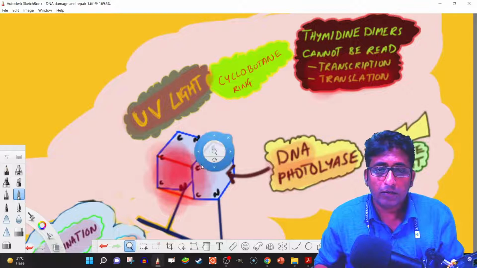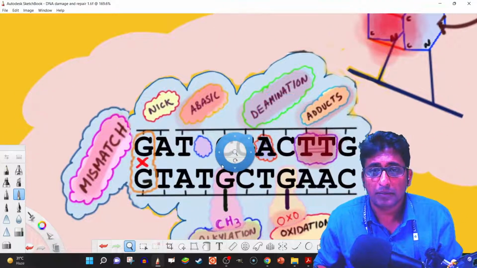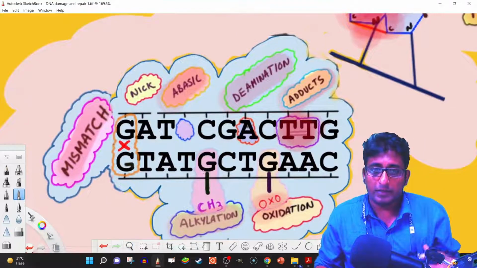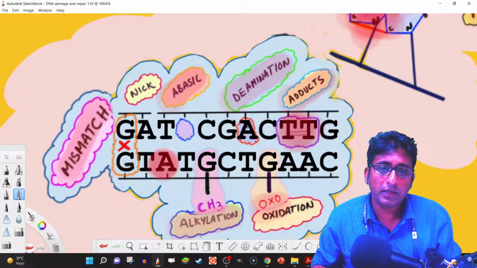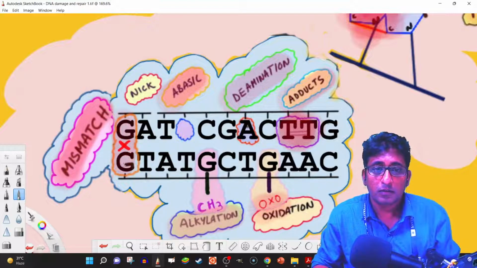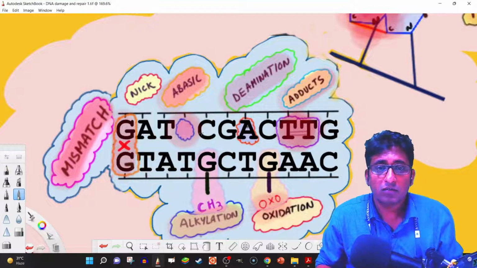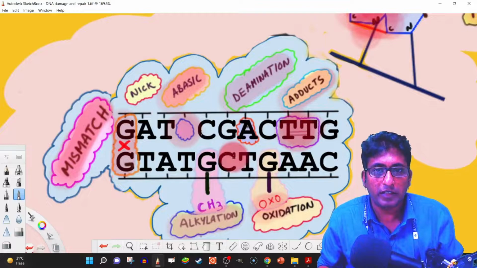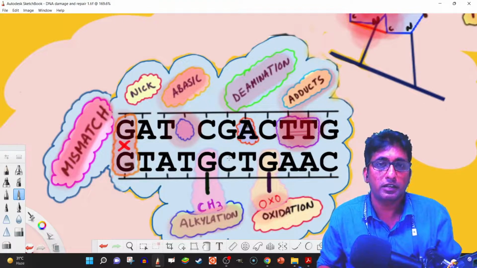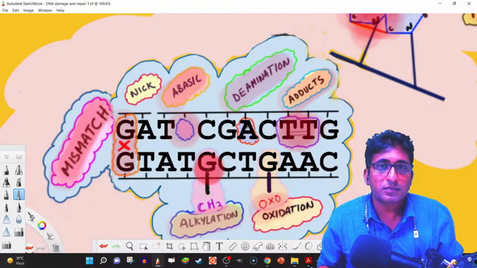I hope we had a fair enough idea about what all things happen. These are direct reversal mechanisms. There are also many others, as I said: mismatches may happen because of replication errors. And if there is an abasic site, what to do with it? We have to fill up the gap somehow, otherwise replication and transcription are affected. So there are specialized mechanisms for them.